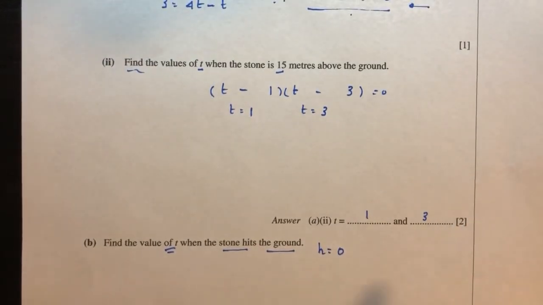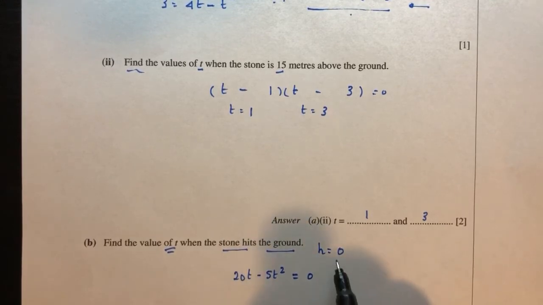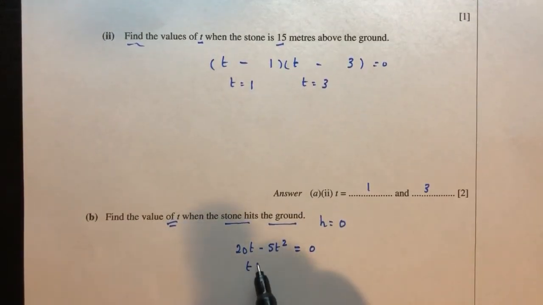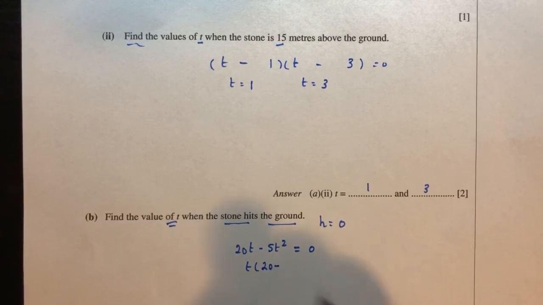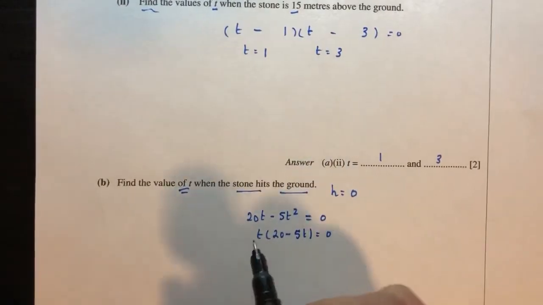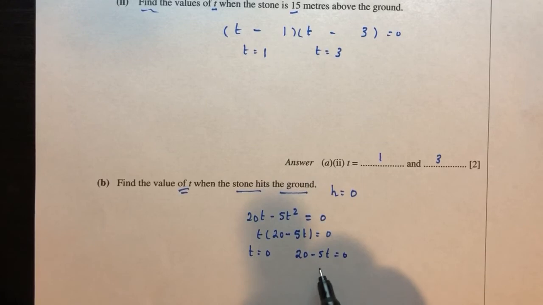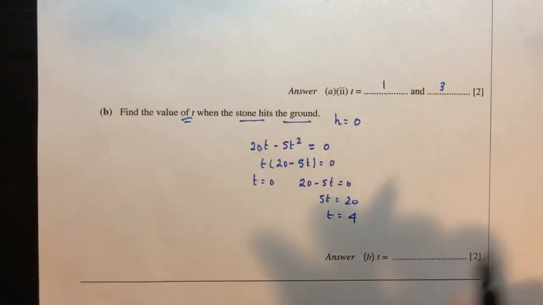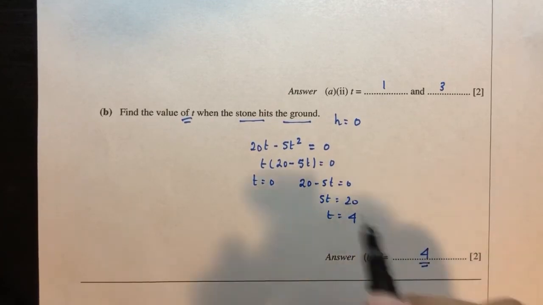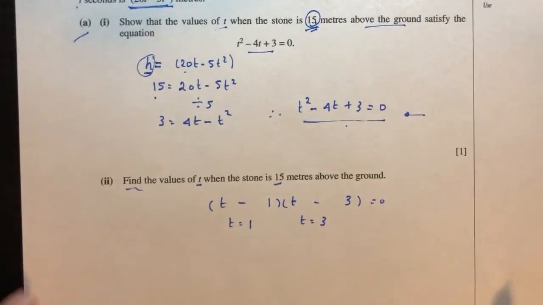So same thing here. We have to use the equation again, which is 20t minus 5t squared equal to 0 when the height above ground is 0. So factorize, 5t times 4 minus t equal to 0. So that is t equal to 0 and 5t equal to 20, t will be equal to 4. So we take t equal to 4 when the height is 0. This is question number 23.